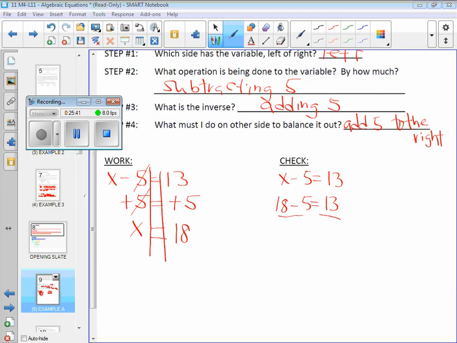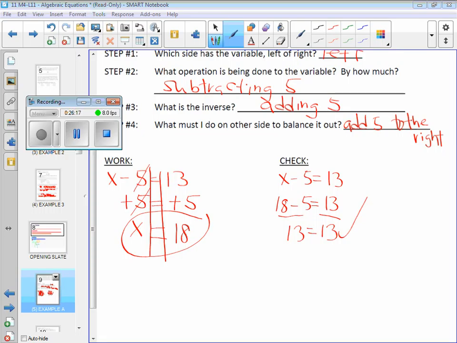And once those two numbers in standard form are the same, you now know for sure that the answer or solution to x minus 5 equals 13 is that x is 18. If you follow the steps every single time, it doesn't get any more complicated than that as far as how to solve it. The equations themselves will get more advanced, but the method is always the same. Let's go to example B.